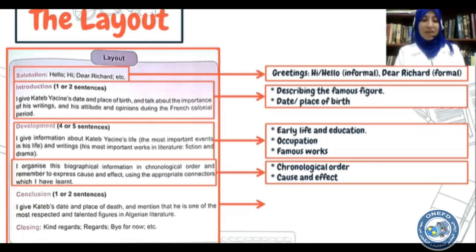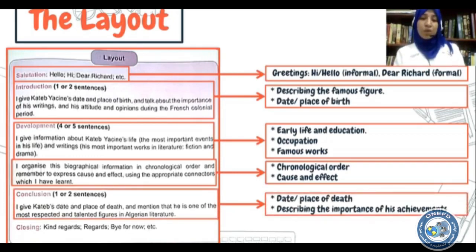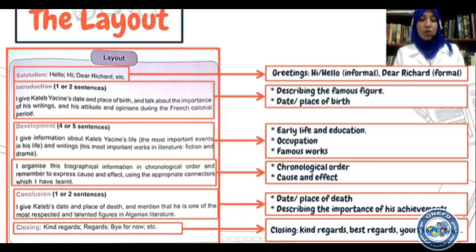Conclusion: I give Kateb's date and place of death and mention that he is one of the most respected and talented figures in Algerian literature. So here in the conclusion, we are going to mention the date and place of death of KTBSE, and then we are going to describe the importance of his works or his novels. In the end, we are going to close our email by writing any of these words: kind regards, best regards, yours sincerely, etc. So this is the form that we are going to follow in order to write the email about KTBSE to our friend Richard.